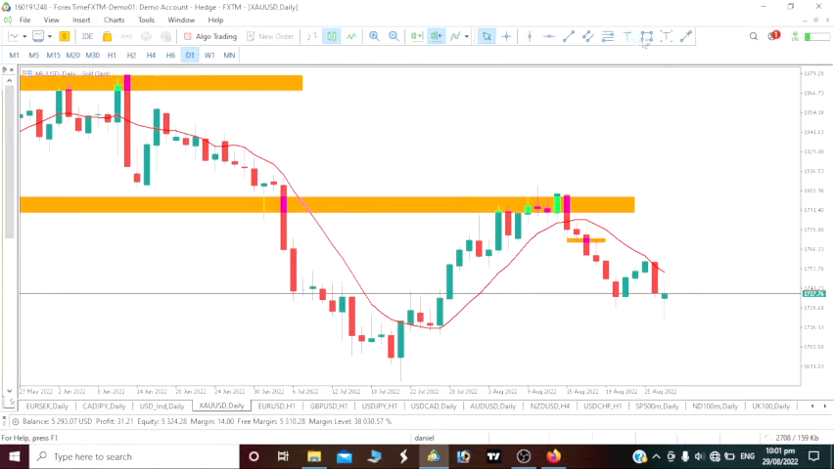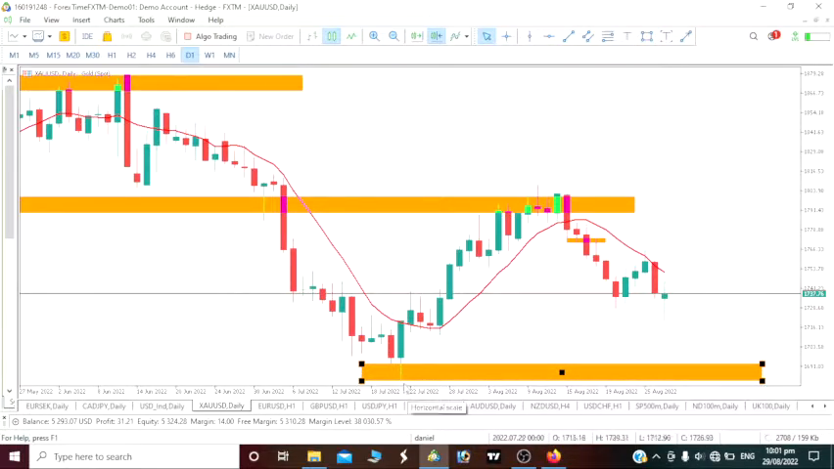So I still believe on this daily time frame, our price will actually drop to this level to take out our liquidity, which is about 1681. So we'd very much likely be getting a drop to 1681. So on our daily time frame.